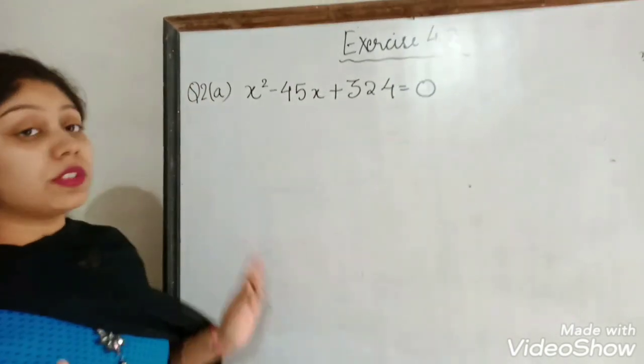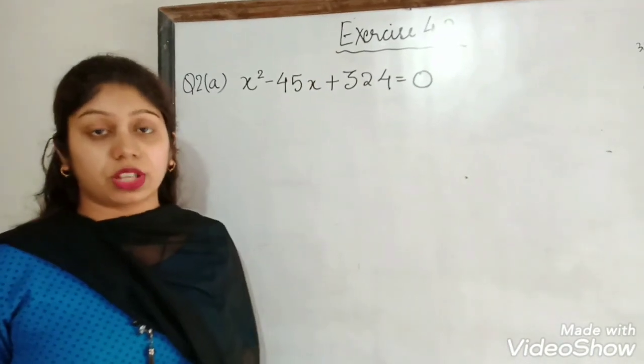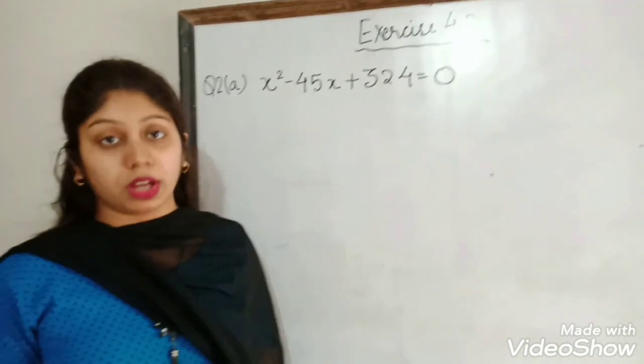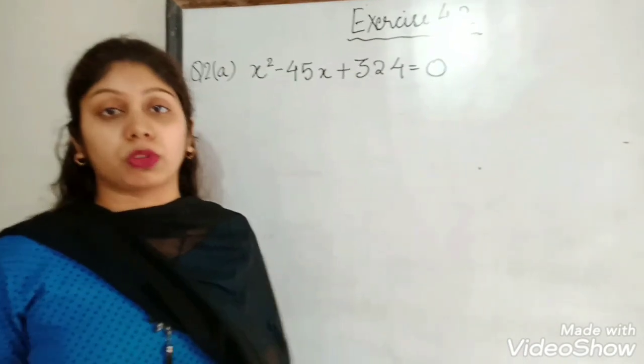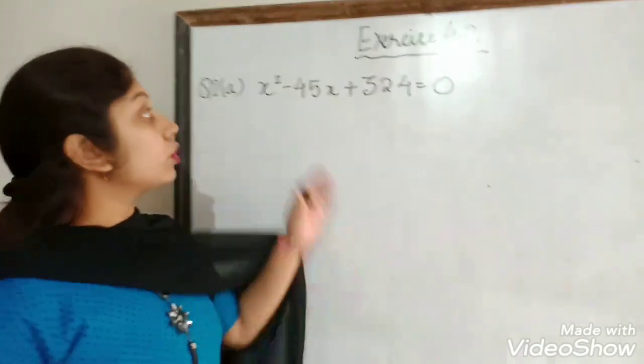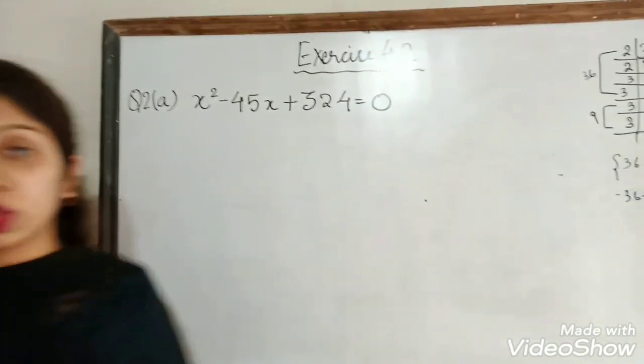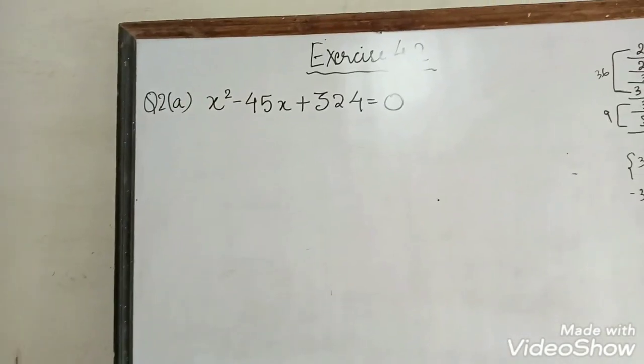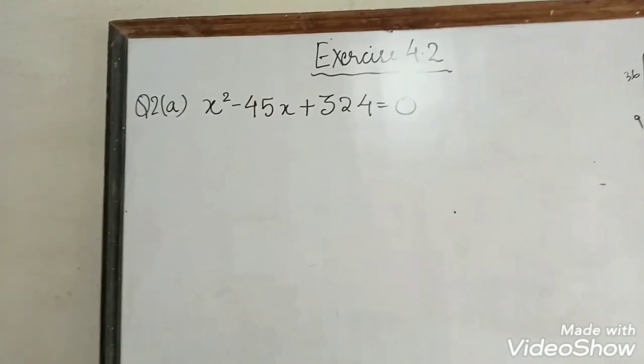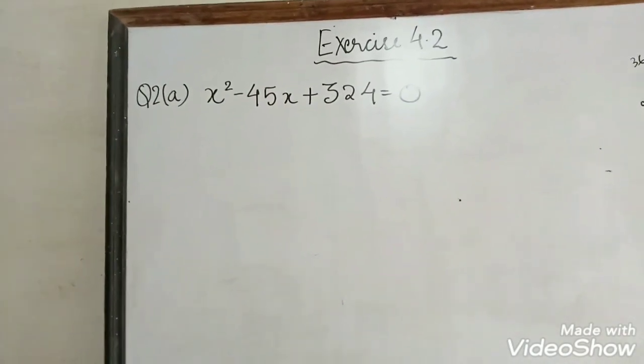Now, I know you all have started with chapter 4, quadratic equations, and you have already done exercise 4.1 and exercise 4.2, question number 1. Now, I am going to start with exercise 4.2, question number 2. So, let us read out the question first. It is saying, solve the problems given in example 1.